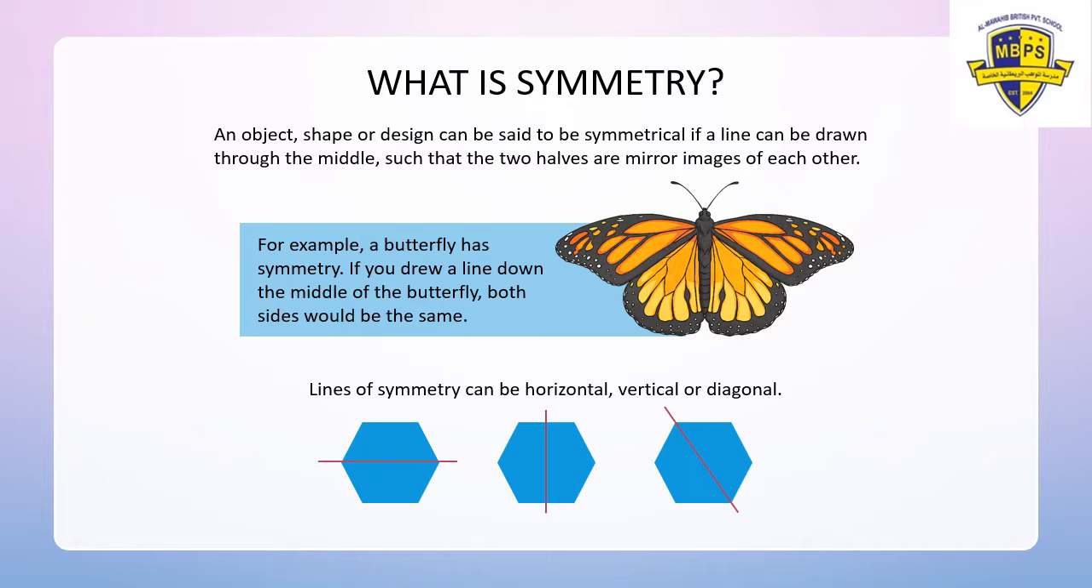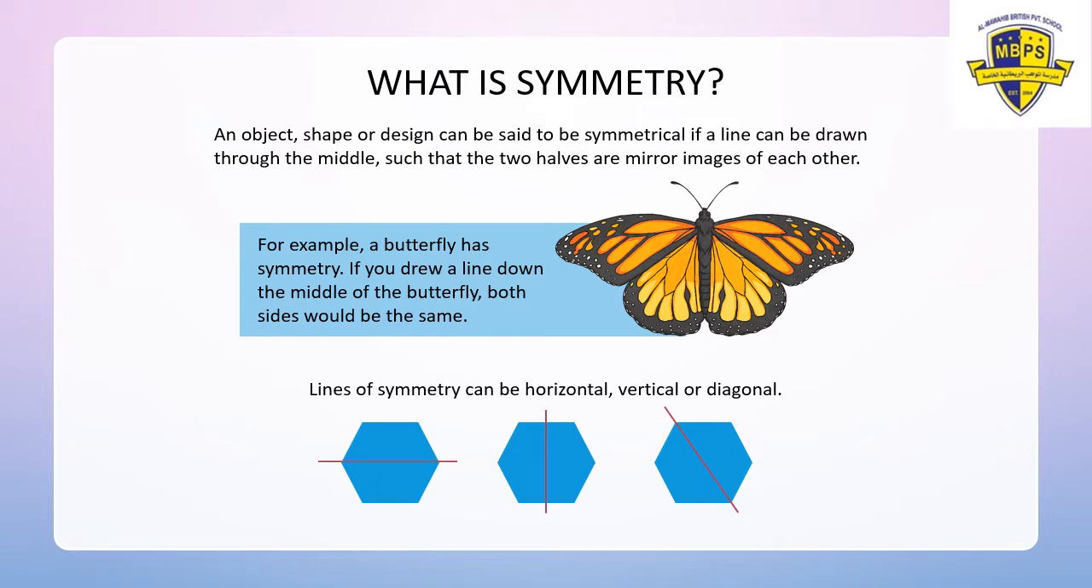For example, now if you look at this butterfly, this butterfly is also symmetrical in shape. How can you say that it is symmetrical in shape? Now if you draw a line in the middle of the butterfly, just in the center, both the sides of the butterfly would be the same. So that is why we say that this butterfly is symmetrical in shape.